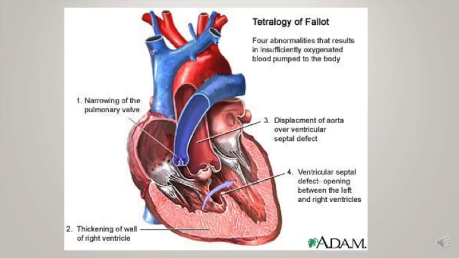In summary, Tetralogy of Fallot is a serious congenital heart defect consisting of 4 main abnormalities. These are a narrowing of the pulmonary valve, a thickening of the wall of the right ventricle, the displacement of the aorta over the ventricular septal defect, and the ventricular septal defect itself, which is an opening between the left and right ventricles. Though serious, the outcomes of surgery are typically excellent, and most people with the condition go on to live relatively normal lives.